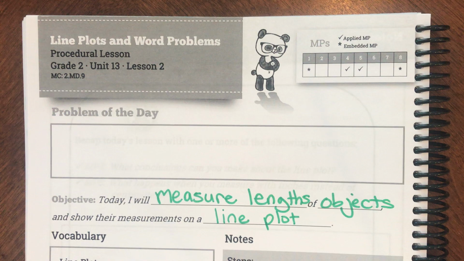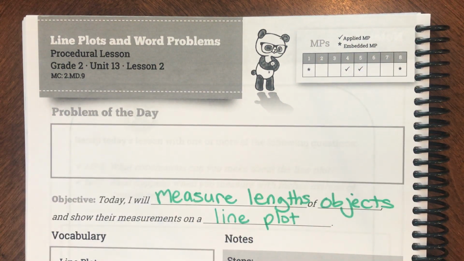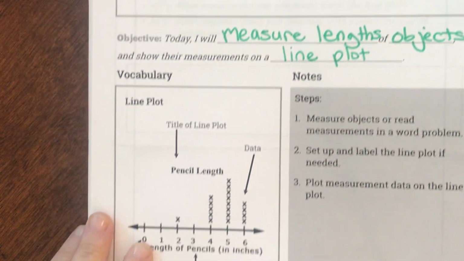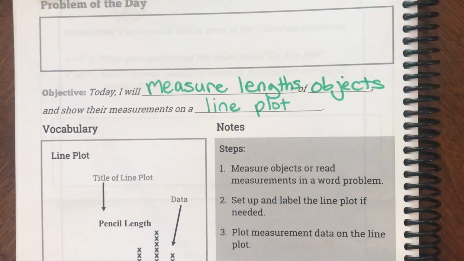Okay, today I will be measuring with you using, remember, my mini ruler, but it would be really nice if you had your own today because you're going to want to do some problems as well. Our vocabulary, we don't have anything new. It's the same as yesterday, and our steps are the same.